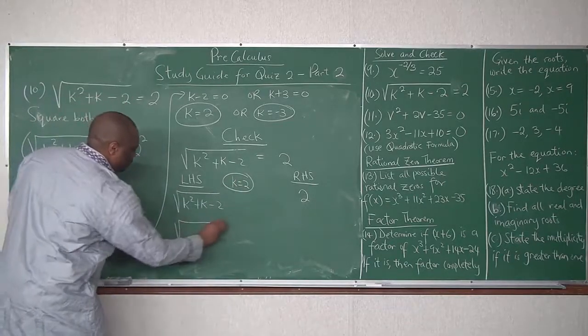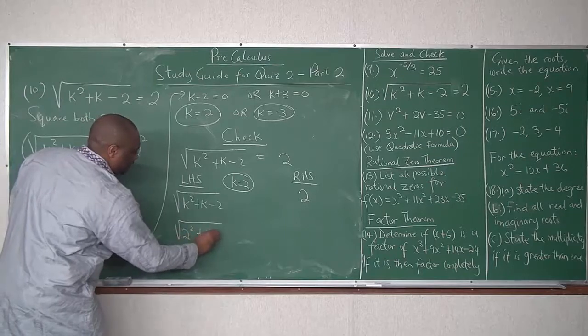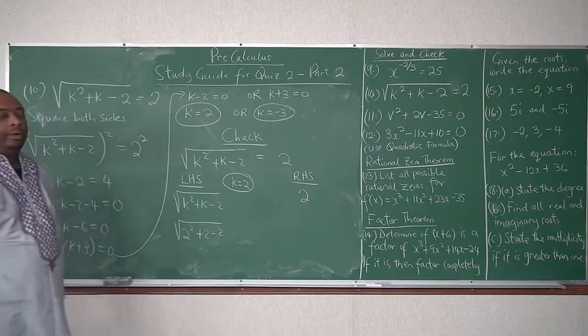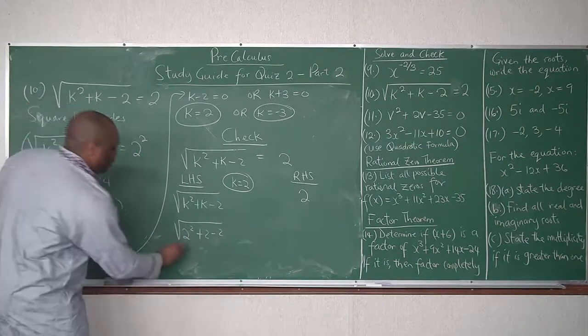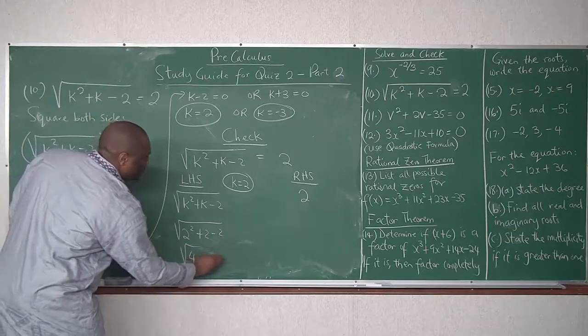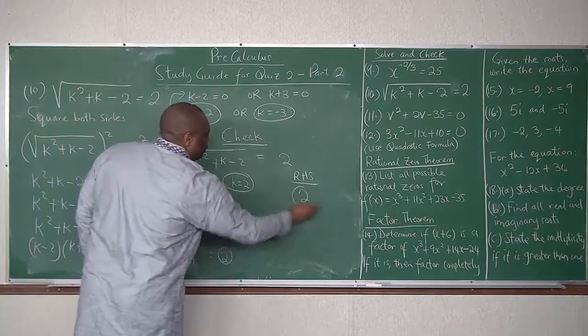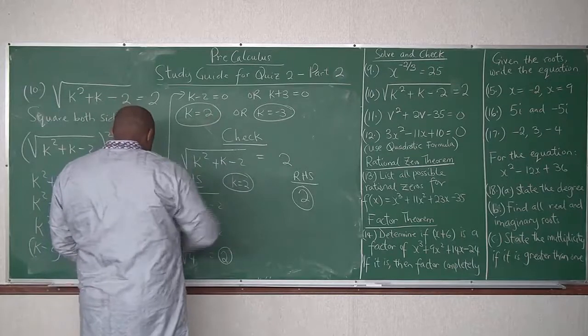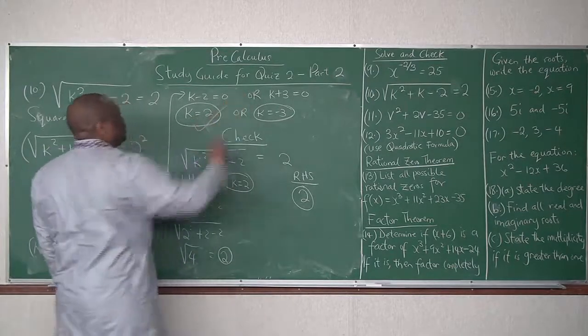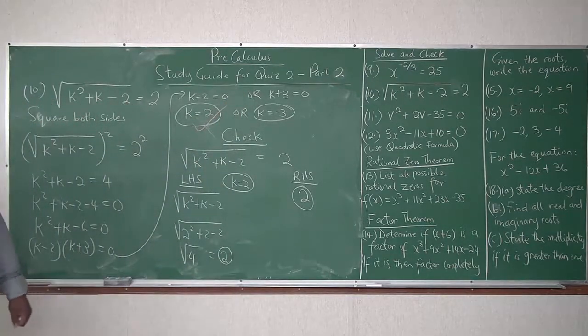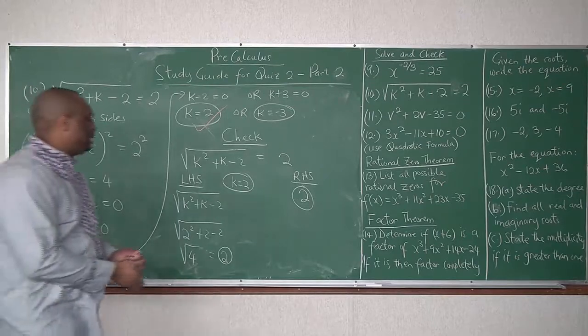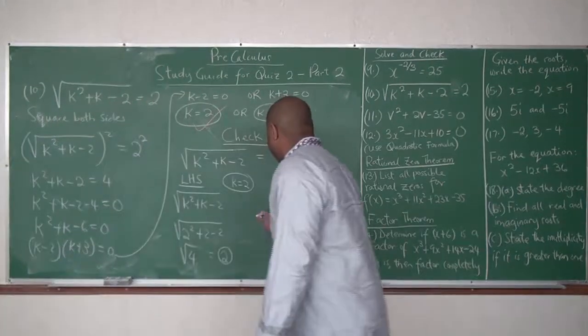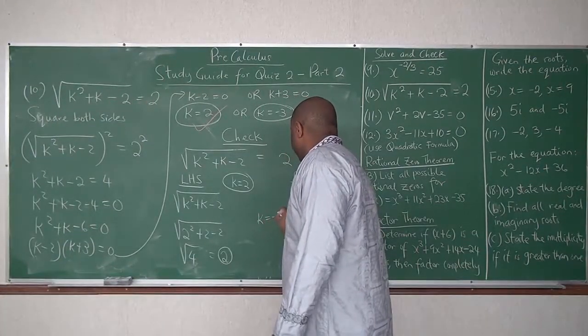This will be the square root of 2 squared plus 2 minus 2, which is the square root of 4, which is 2. So this works. Now let us check for k equal to negative 3.